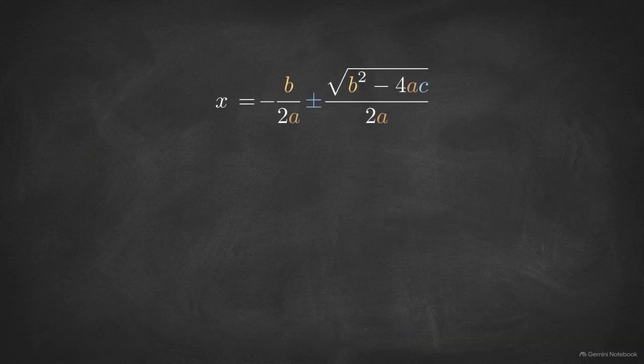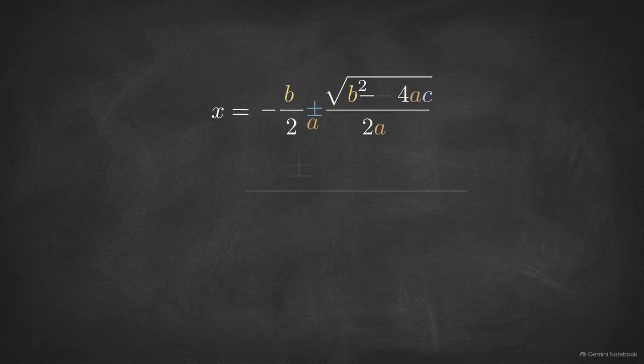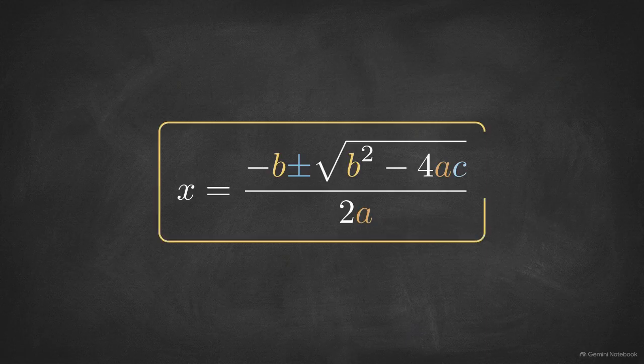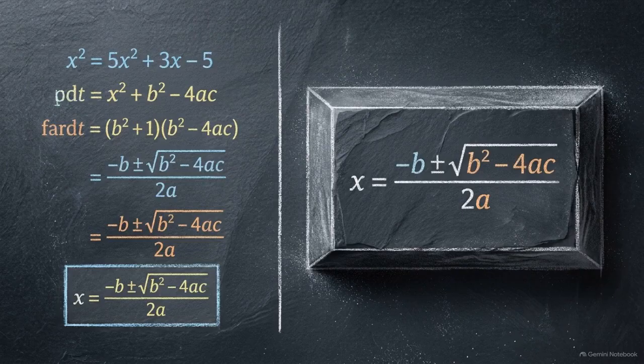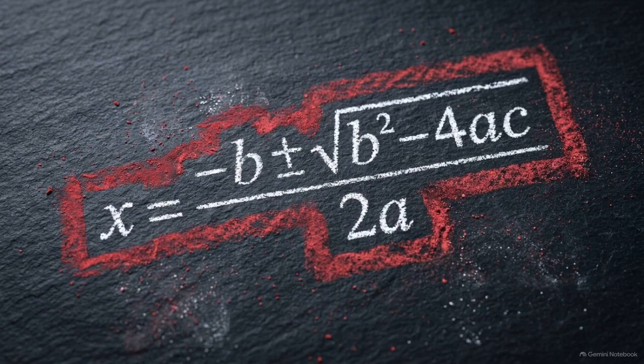To isolate x, we take the square root of both sides. This cancels the square on the left and generates a plus or minus condition on the right. Finally, we shift the remaining b over 2a term to the right side. The isolated x is now equal to our highly recognizable quadratic formula. The quadratic formula is mathematically identical to the process of completing the square. It is simply the pre-calculated end state of that exact algorithm.